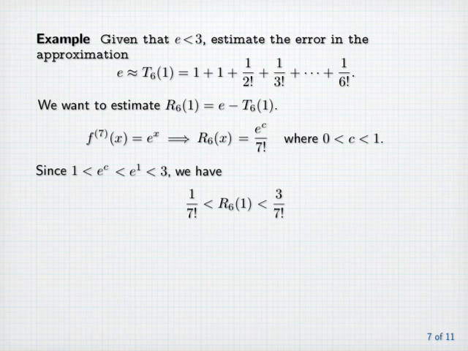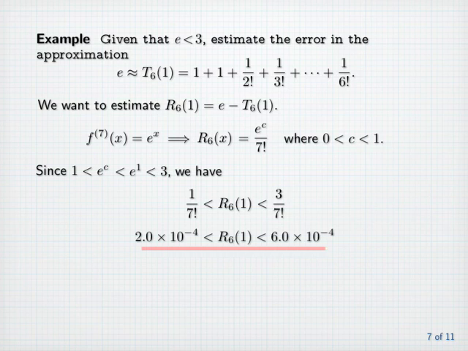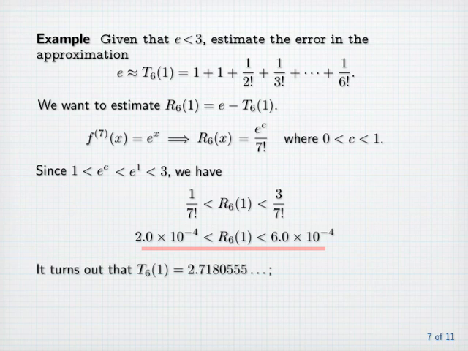That lower bound is approximately 2 times 10 to the minus 4, and the upper bound is approximately 6 times 10 to the minus 4. So we have both a lower bound and an upper bound on the remainder. Now it turns out that T6 of 1 is equal to 2.7180555 and so on with the 5's repeating, so we know that e is greater than that number plus the lower bound on our remainder, which is about 2.71825 where we've rounded down, and less than that number plus the upper bound on the remainder, which is about 2.71866 where we've rounded the last digit up.